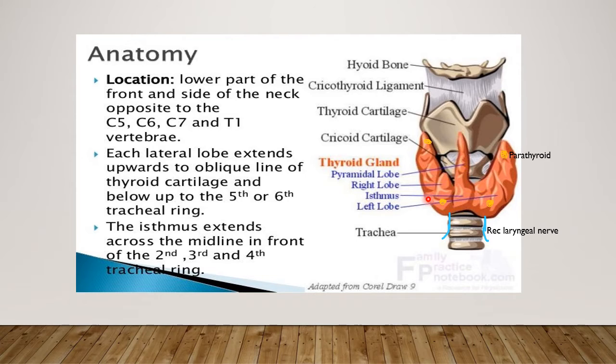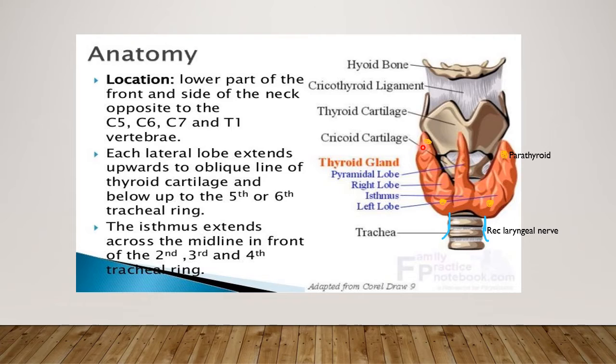It consists of two lobes and, in some patients, the midline pyramidal lobe. These two lobes are joined together in the center by the isthmus. Each lobe extends upwards to the oblique line of the thyroid cartilage, down to the fifth or the sixth tracheal rings below.